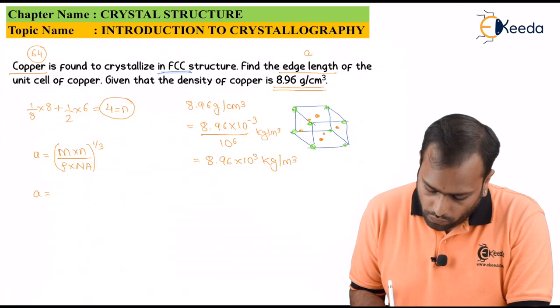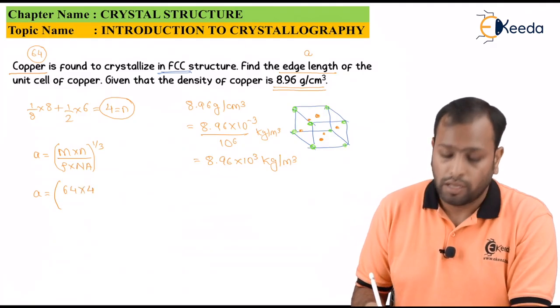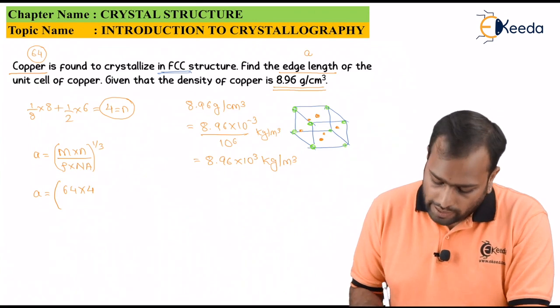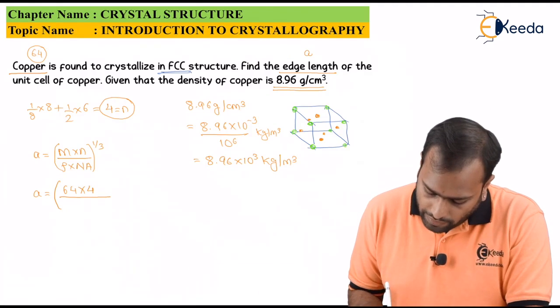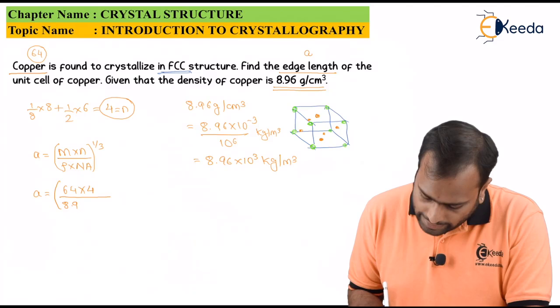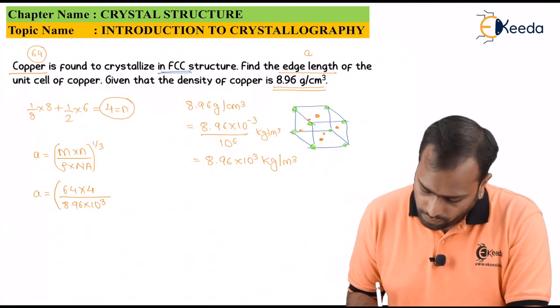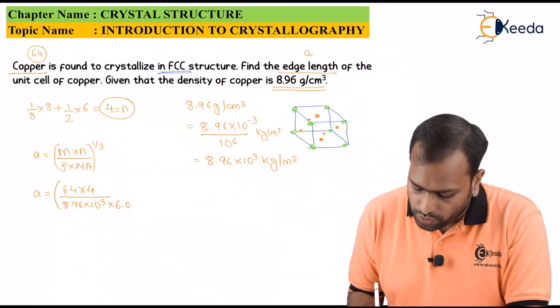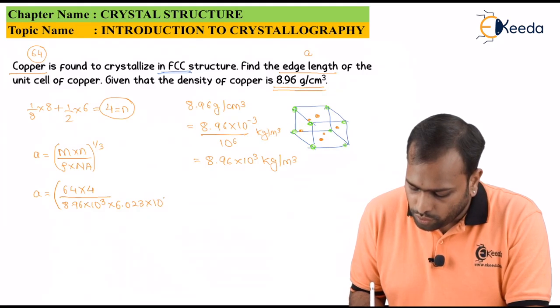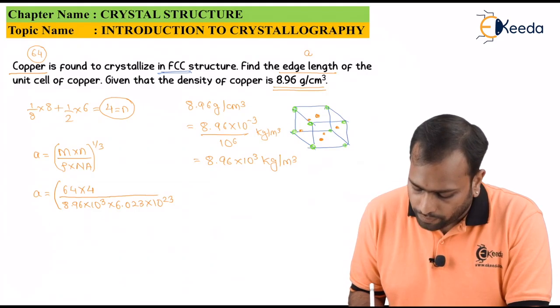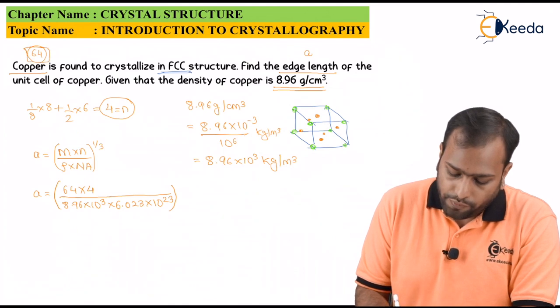So this A would be equal to 64 times 4, because in FCC structure there are 4 atoms present in the unit cell, divided by 8.96 into 10 raised to 3 into 6.023 times 10 raised to 23. The mass of copper is 64.